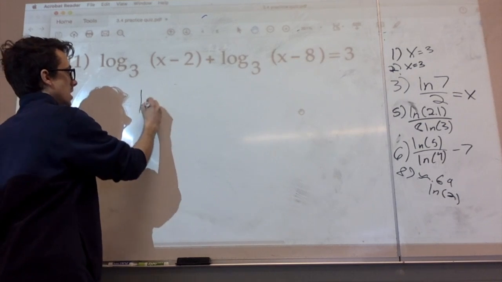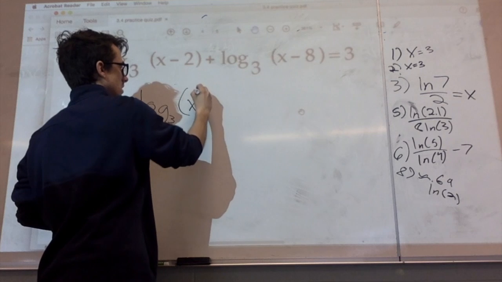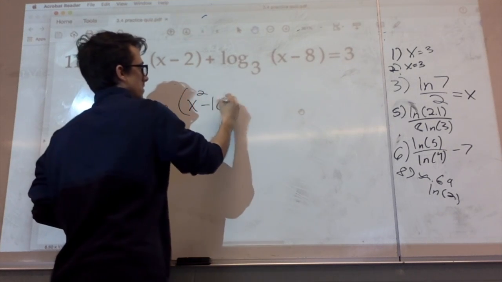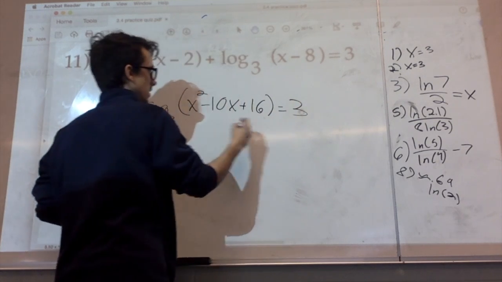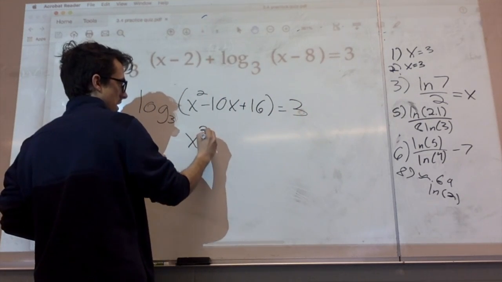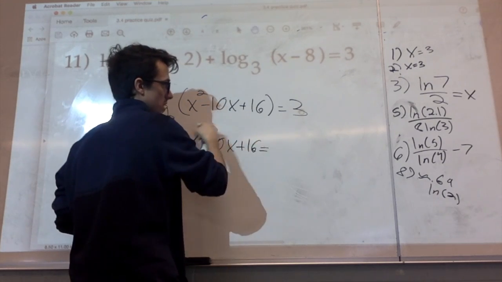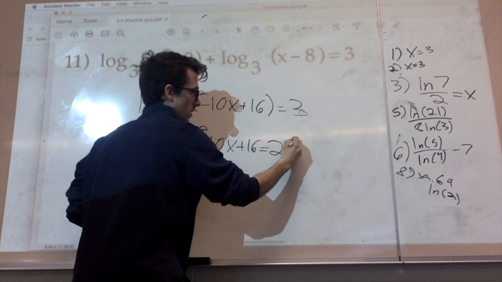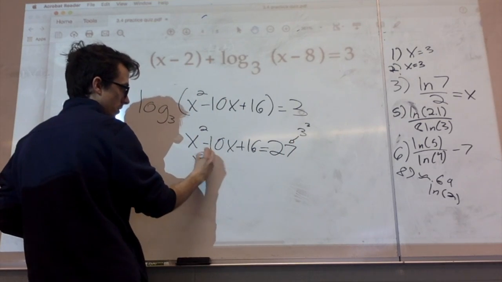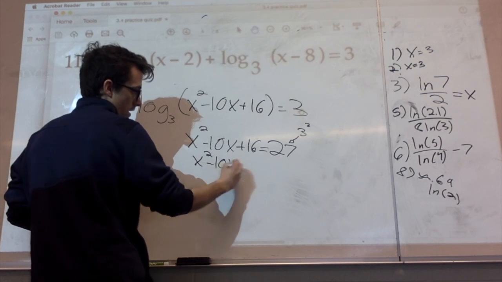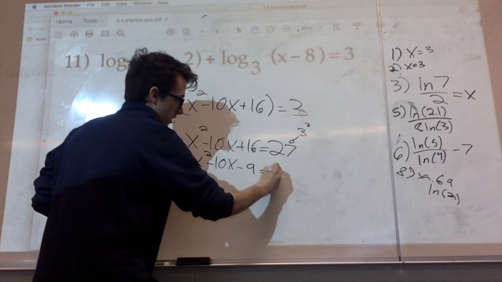So this should be log base 3. I'm going to FOIL this all out. It's x squared minus 10x plus 16. This equals 3. Rewrite it. X squared minus 10x plus 16 equals 3 cubed, which is 27. Subtract 27 on both sides. This is then going to get us negative 9 equals 0.